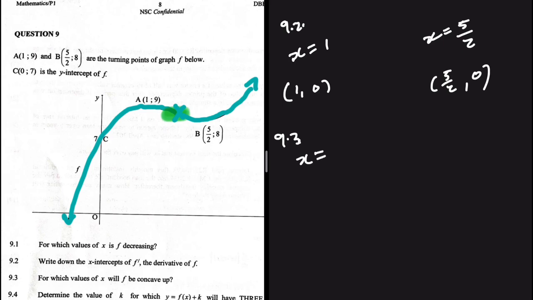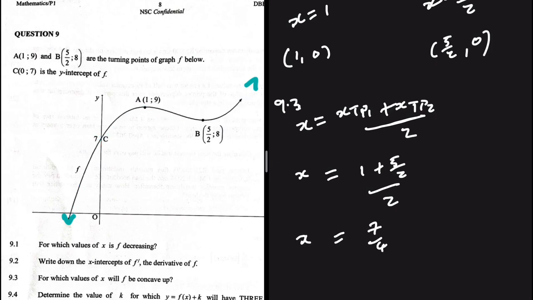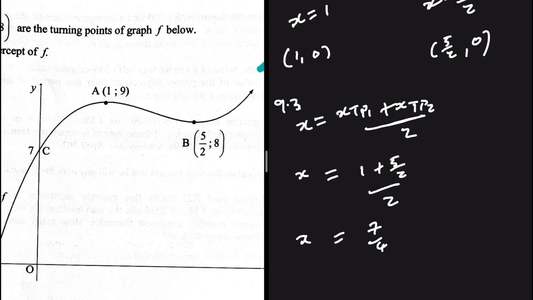We can say that x is equal to x of tp1 plus x of tp2, divided by 2. That's where we're going to find our point of inflection. So x is equal to 1 plus 5 over 2, divided by 2. I put that in my calculator: 1 plus 5 over 2, everything divided by 2. I'm getting 7 over 4. So x is equal to 7 over 4. So this point that we're interested in between a and b, it is 7 over 4.